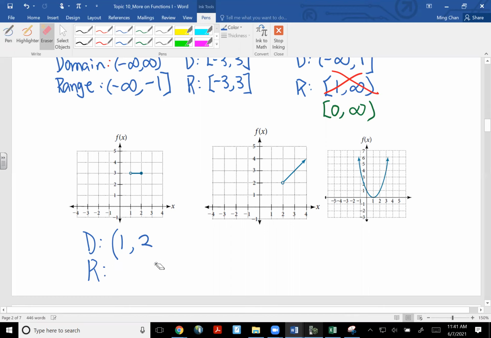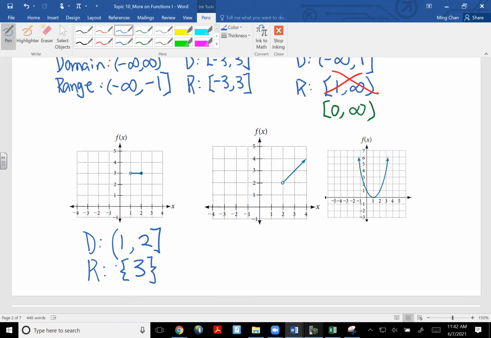So if I only have one answer, 3, then I cannot use interval notation. I will use set notation by putting my 3 inside the braces. That's how we actually describe it, because this tells the reader that your range is only one number. Without looking at the graph, the reader can tell that it's just a 3. All your y values are just 3. Okay. So if your range or domain is only one number, then you put it in the braces, in set notation.